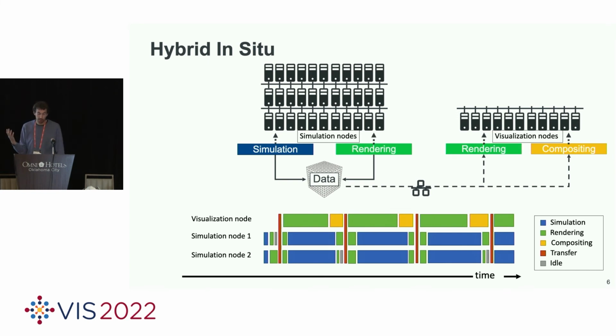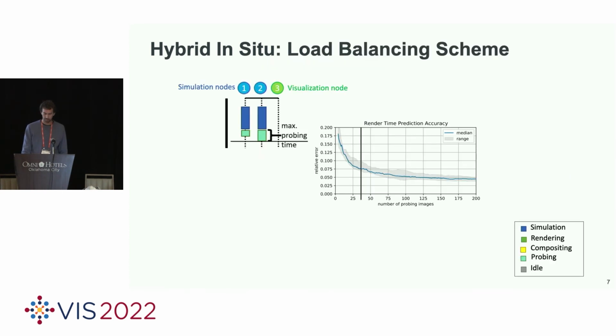The rendering of images is flexibly assigned to either the simulation node or dedicated visualization resources, whereas compositing that collectively considers all partial images from a camera configuration is only carried out on the visualization nodes. The basis for the distribution of rendering tasks are timing predictions concerning all relevant parts of the system.